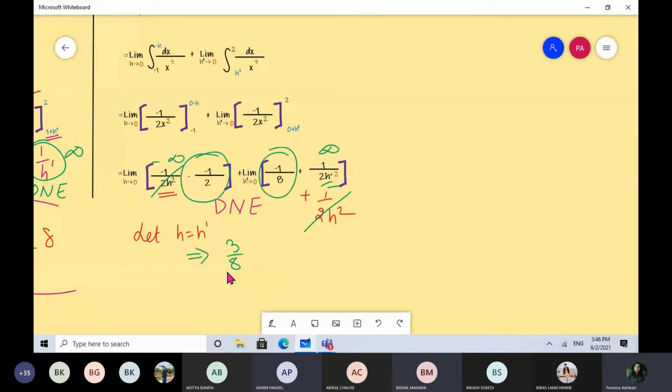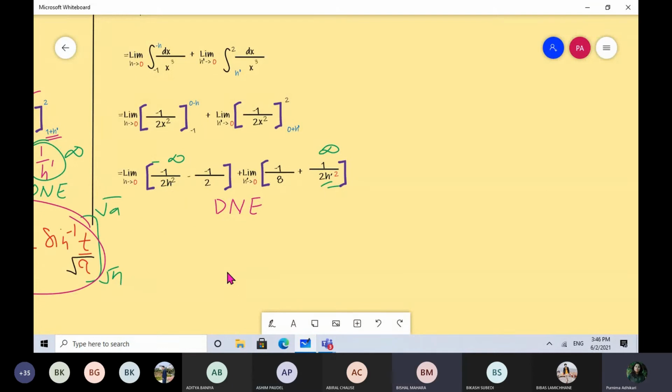Okay. So now let's do one thing. That's all for improper integral. In improper integral, this much only. That's it. Did I mention your standard improper integrals? Ma'am, you haven't done that.